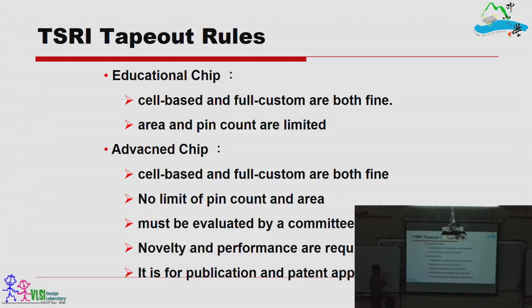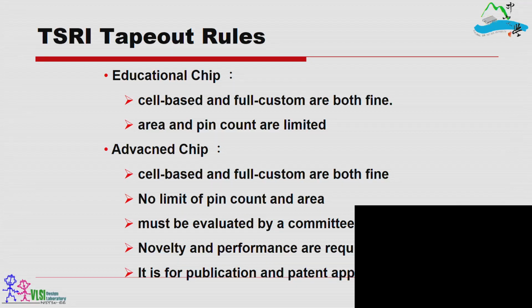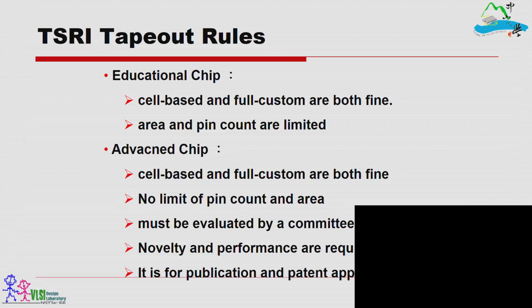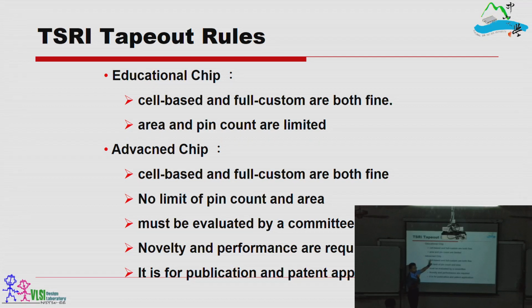For TSRI, they support college students to tape out chips. There are 2 types. The first one is called the educational chip, which is the one that we are going to help you do. It's the first one because it's free, and it's full custom. But the area and the pin count are limited. Pin count, I remember the number is 40. So the maximum number you can use is 40 pins. That's all, including the power and the ground. And the area is restricted to 1 by 1 or 1.2 by 1.2. You gotta ask your TAs, in millimeters, okay?